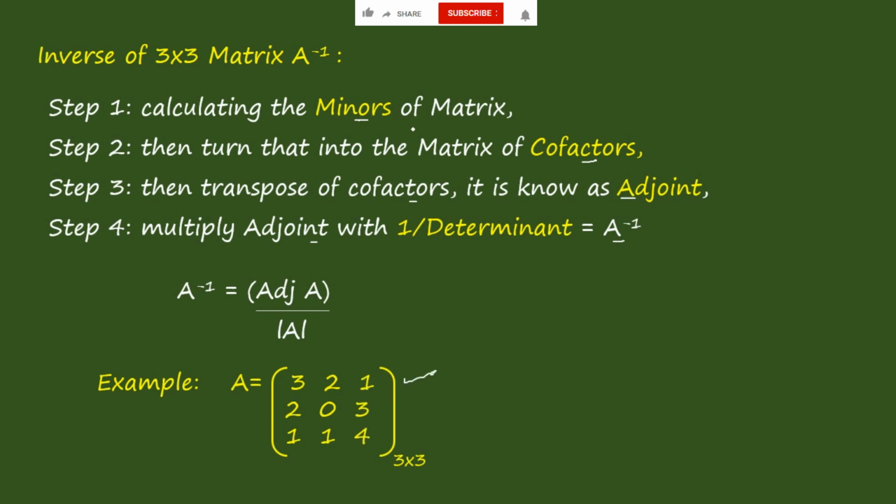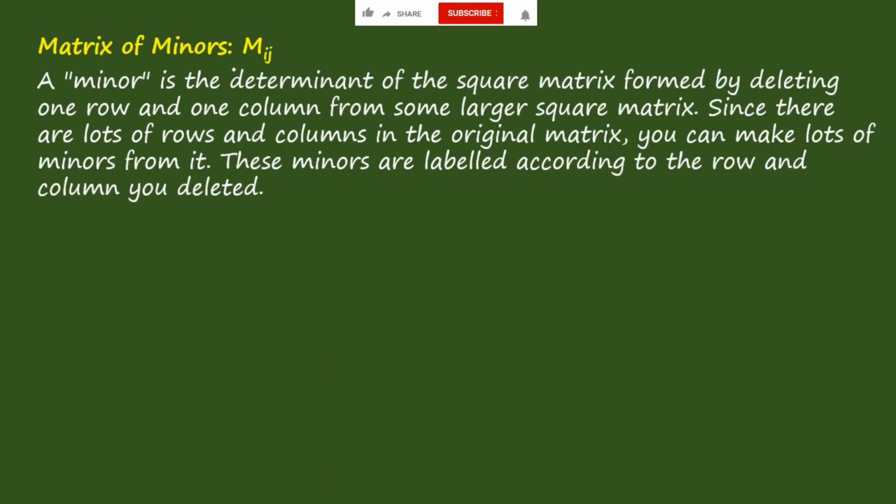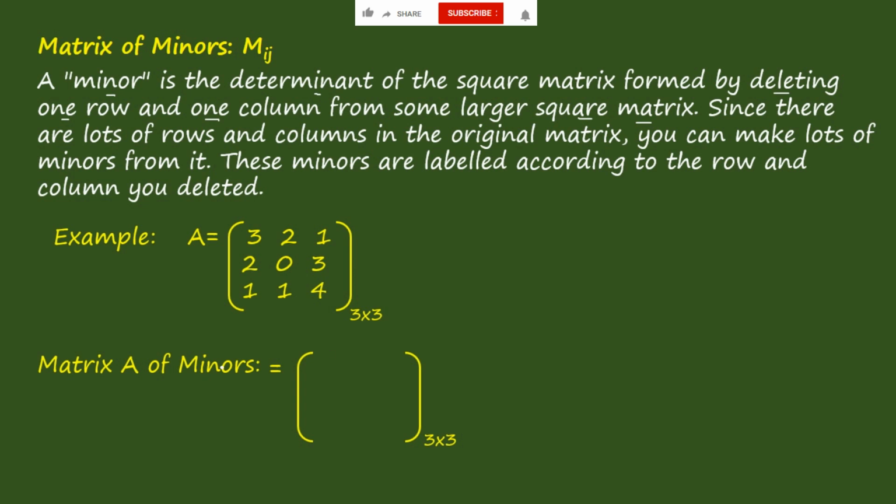First we'll be finding the minors of a matrix. Then coming to the matrix of minors: a minor is the determinant of the square matrix formed by deleting one row and one column from the larger square matrix. I will explain what it is. If you consider this same example, we're writing down the whole matrix of minors.